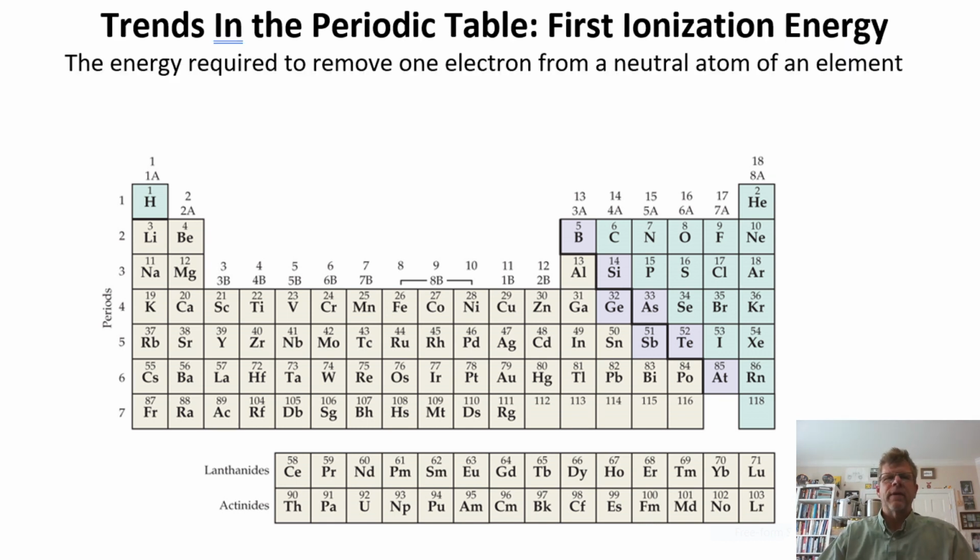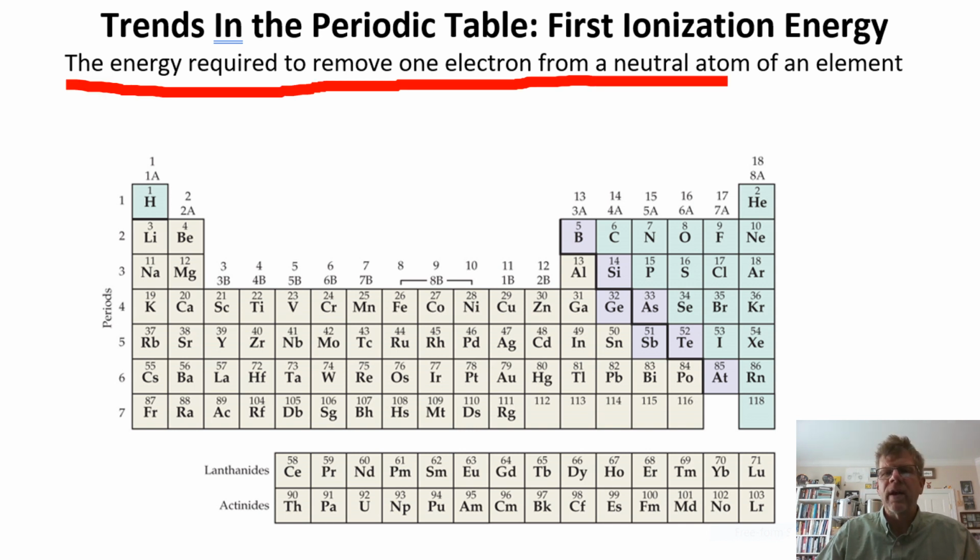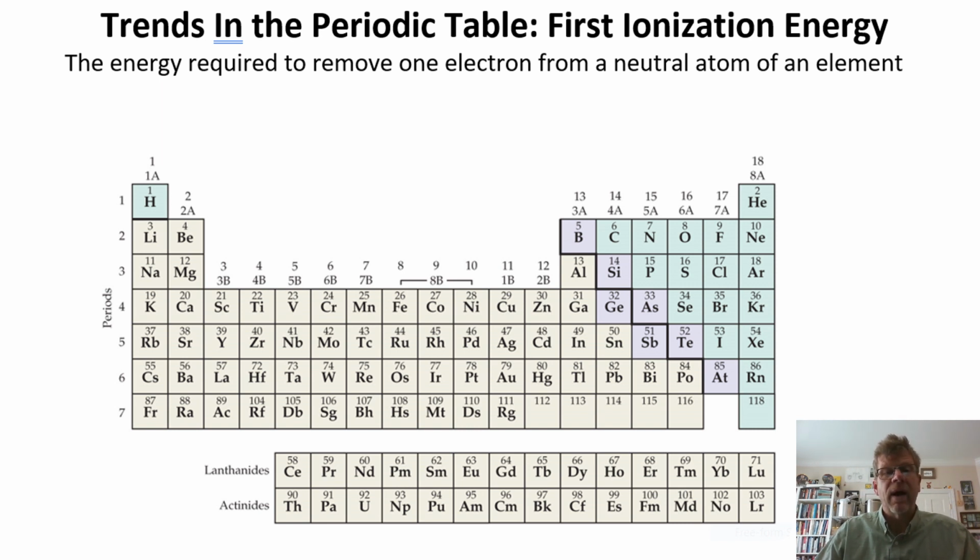Our next trend in the periodic table is called first ionization energy. By definition, the first ionization energy is the energy required to remove one electron from a neutral atom of an element. Some are easier, some are more difficult. So we have trends within the periodic table, and indeed any vertical column or any horizontal row will do. So let's look at these trend arrows here.